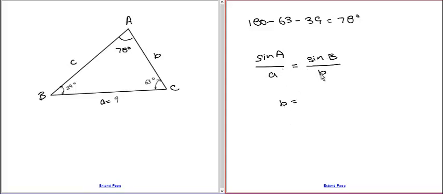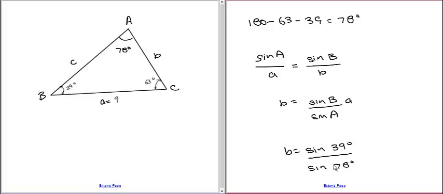So if we solve for B, this goes up there, the sine of B stays over here, this one comes down, and this one goes up. So that's solving for B. We get the sine of angle B, which is 39 degrees, divided by the sine of angle A, which is 78 degrees, as we just figured out, times 9. If you do that, you get 5.79.